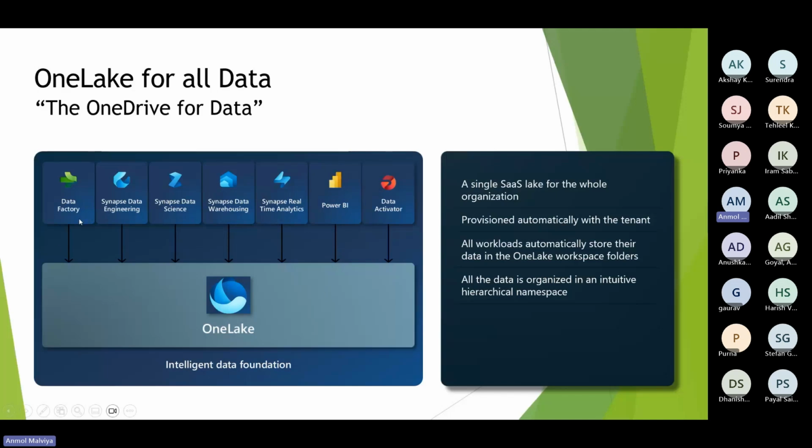You can see if we are going to use Data Factory or any of the tools within Microsoft Fabric, these all are going to store their data inside OneLake, and it is provisioned automatically with the tenant, and all workloads automatically store their data in the OneLake workspace folder. Whenever you create a new item, it will also create a data set file which will get stored in the data parquet format. This leads into the next thing, which is how they are actually going to store their data within OneLake. They are going to store all of their data in something called open delta parquet format.